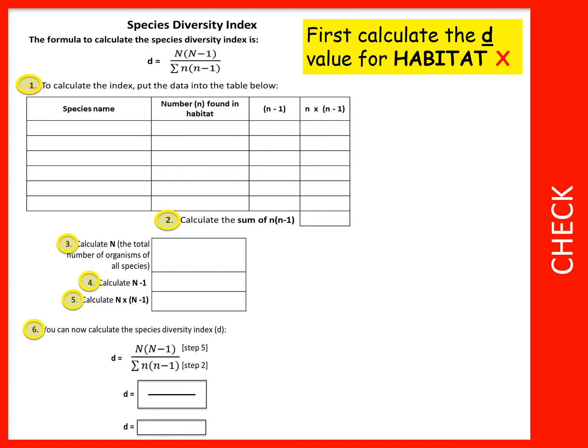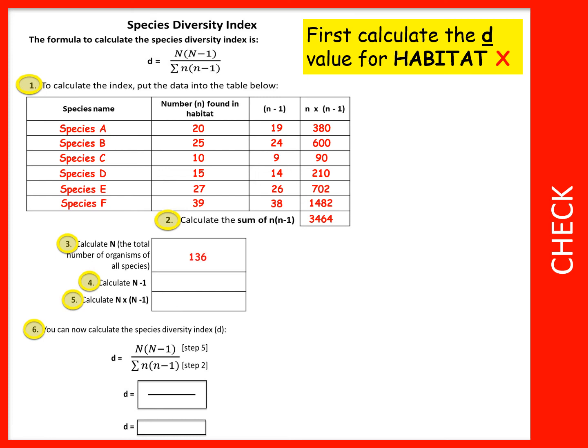So this is what we do for the first set of data. We've got species A to F, our 6 different species. They're the numbers that we had in the table. We go n minus 1, and then n times n minus 1. We're going to add up all of the values in the last column. That's going to be the bottom value of our fraction.